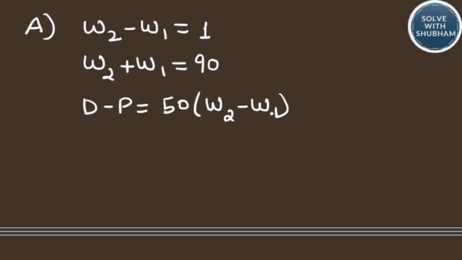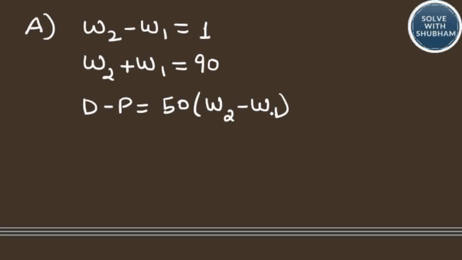Now let us not solve it. Let us see. Equation 1 and equation 2, W2 minus W1, W2 plus W1. You can solve it and get W1 and W2. Then when you know W1 and W2, you will know D minus P, but you cannot find out the individual value of P. So statement A is not enough.